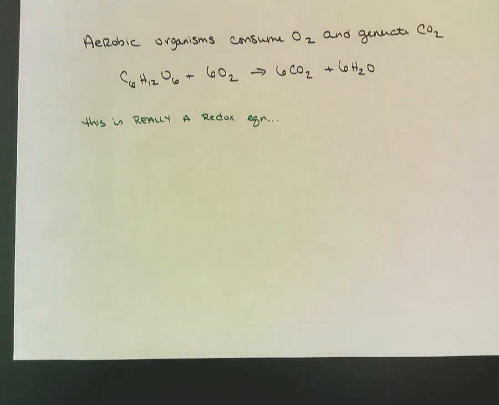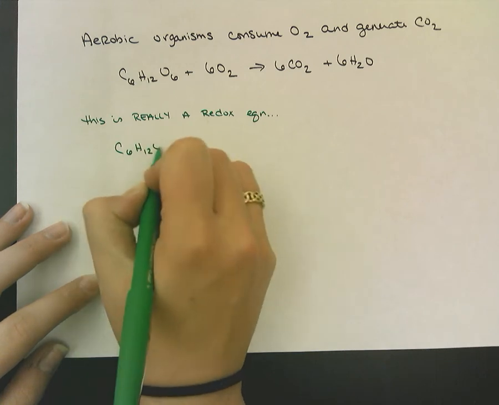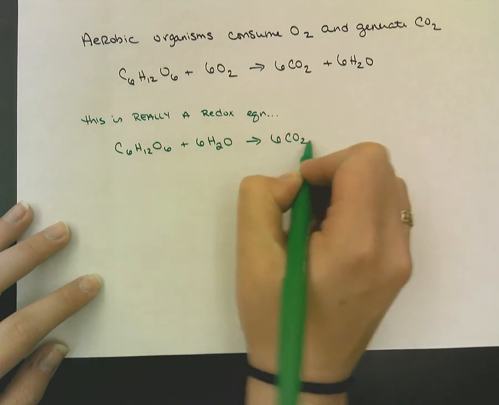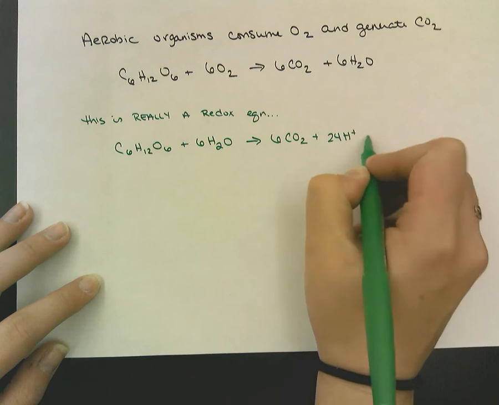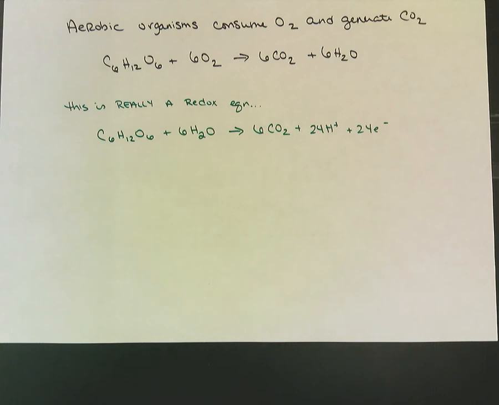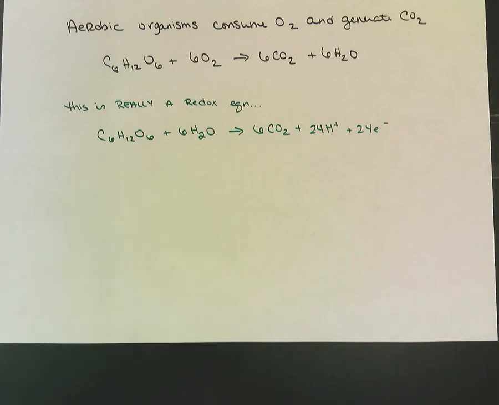So it may not be obvious, but this is really a redox equation, which means it has 2 half reactions. The first half of the redox equation is glucose turning into carbon dioxide, some protons, and some electrons. So if this is the equation, is glucose being oxidized or reduced if I'm producing electrons? It is an oxidation.